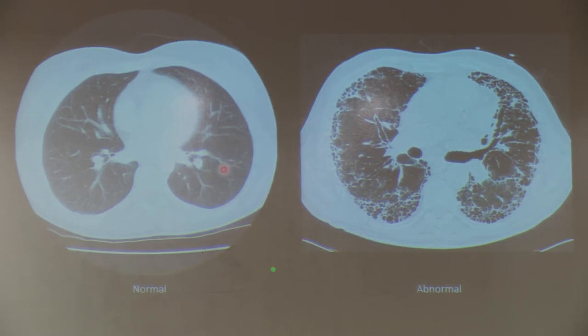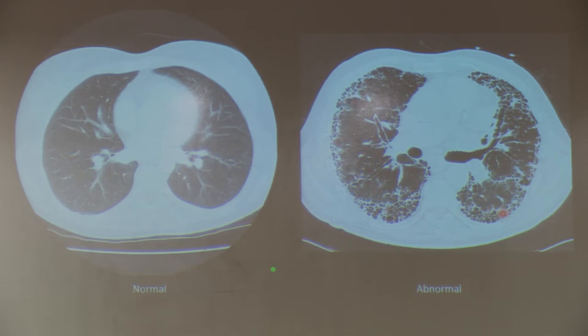This is normal. The one on the right side, which I have labeled abnormal, is very different again. You can see over here that in the periphery or the sides of the lungs, you can see all these thickened lines, these bubbles that we call honeycombing.